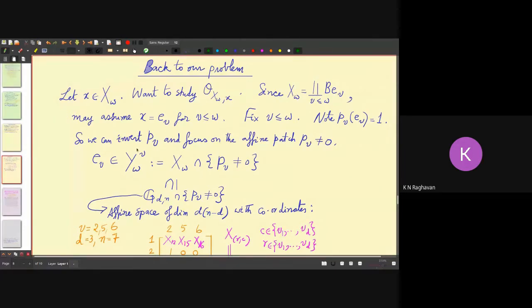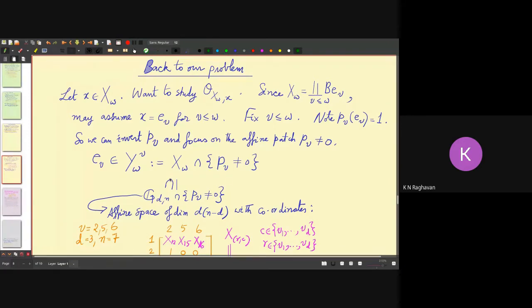So let me introduce this notation. Y_V^W is X_W, this Schubert variety, intersected with the locus on which P_V is non-zero. So this is like an affine space in the big projective variety. When I intersect it with the Grassmannian, I'll get some smaller dimensional affine space, and I'm intersecting that further with the Schubert variety. As I've said here, this is contained in the Grassmannian, and this is an affine space of dimension d times (n minus d). We'll come to the coordinates in a minute. And e_V definitely belongs to this. So now we are down to affine algebra.